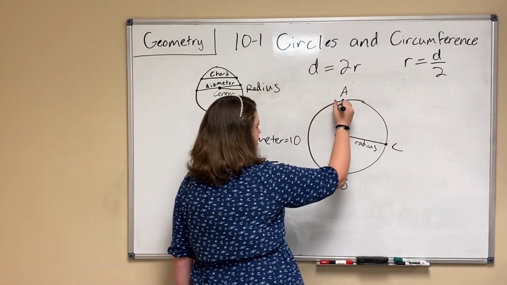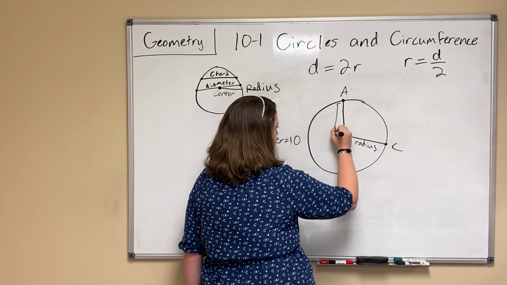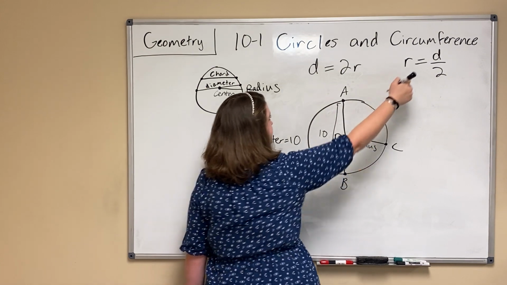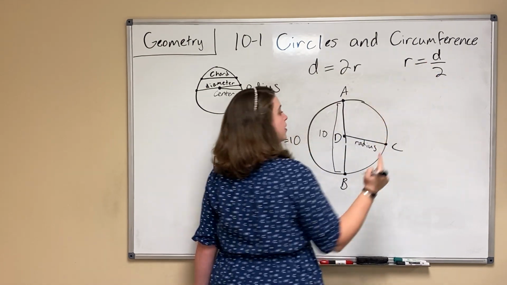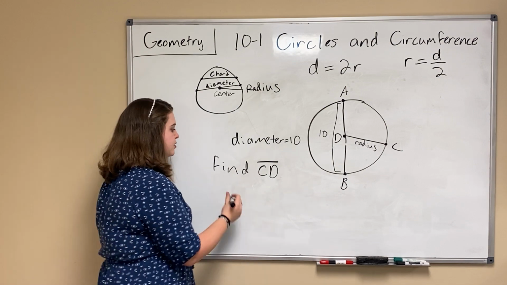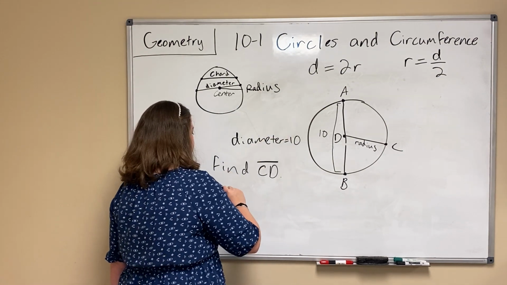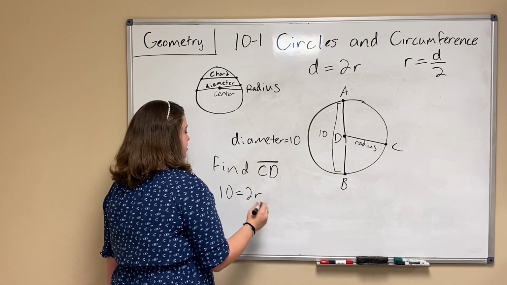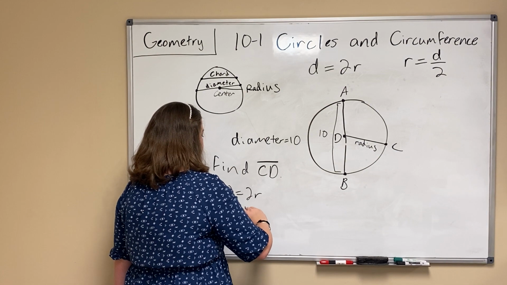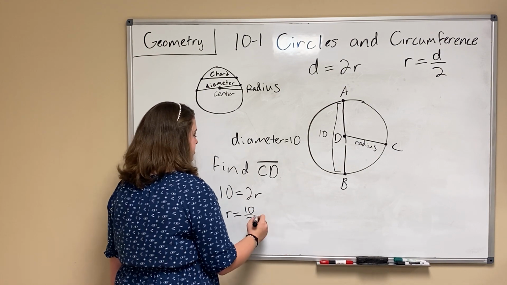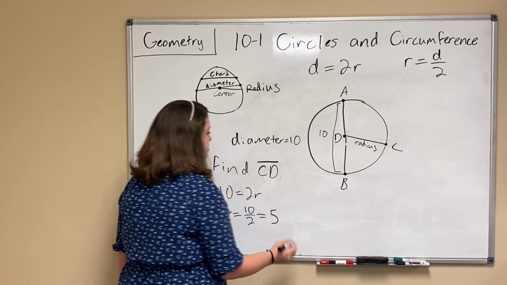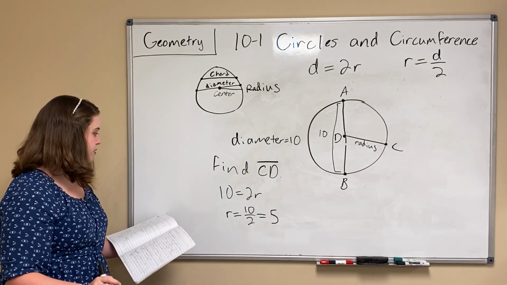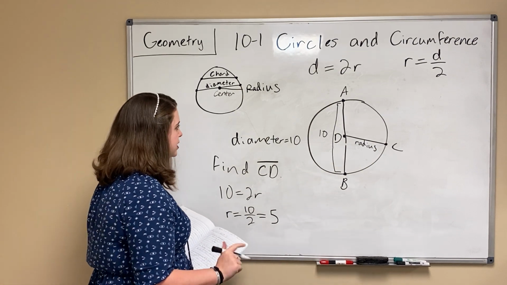So my diameter is 10, i.e. this whole area is 10, and I know that my radius is going to be 1/2 of my diameter. Then all I have to do is plug 10 into this equation. I can either do 10 equals 2r, so r equals 10 divided by 2, which we all know is 5. Pretty straightforward. Hopefully you guys pick this up pretty quickly.